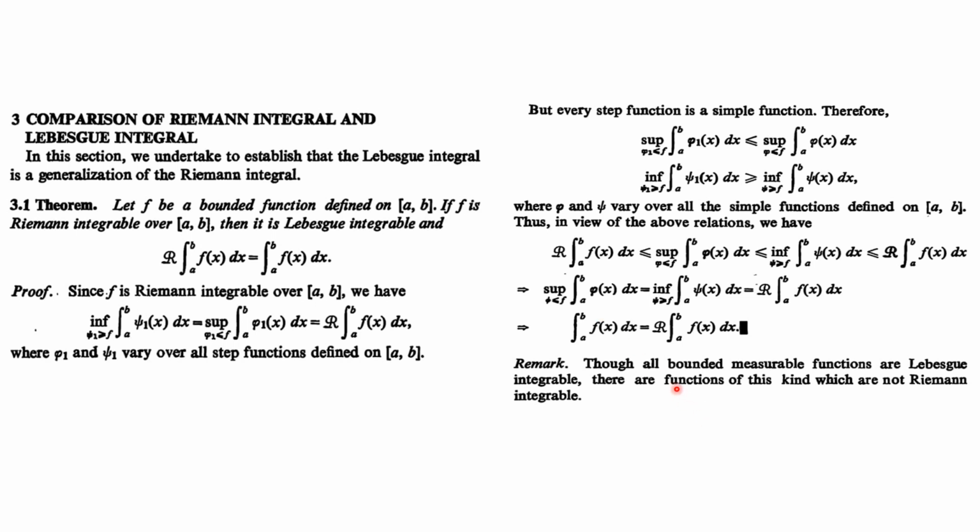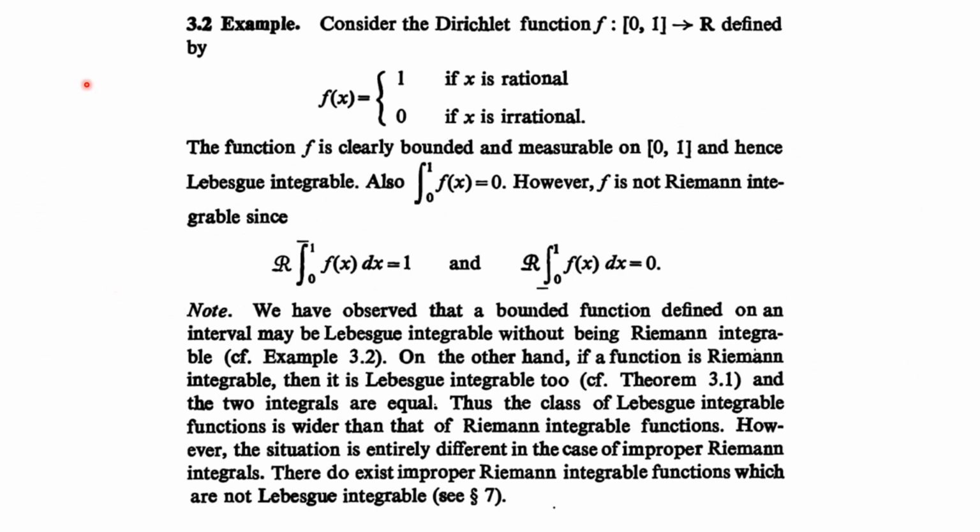Right? So we have this theorem which says whenever our function is bounded, defined on [a, b] and Riemann integrable, then clearly it is Lebesgue integrable. But it is not true for every bounded function. For example, consider this Dirichlet function going from [0, 1] to R by f(x) is 1 when x is rational, 0 when x is irrational. Then clearly our function is a bounded function, and clearly our function is measurable.